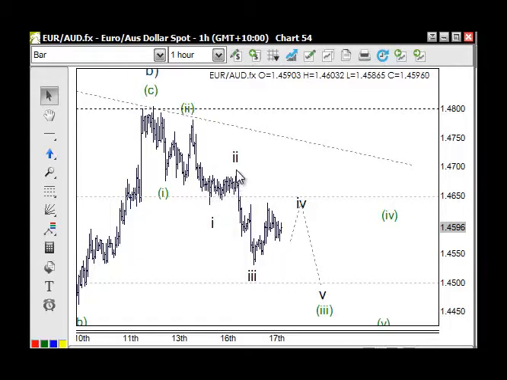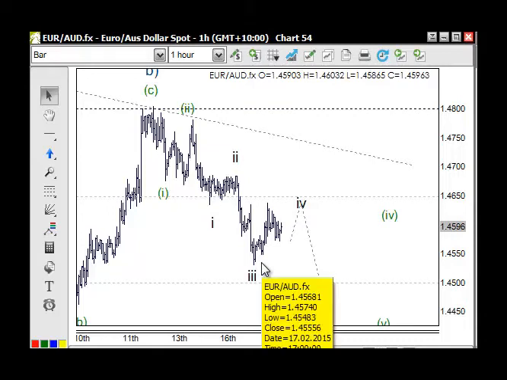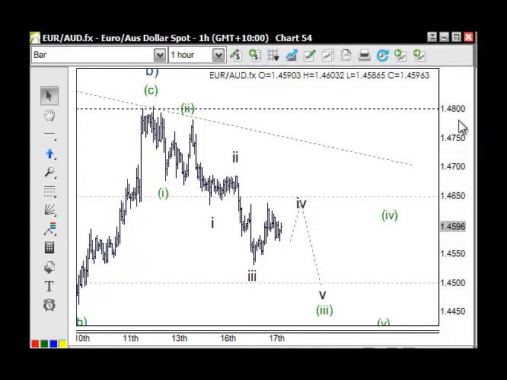So the 1, the 2, the 3, the 4 here, and I don't think this 4 is finished just yet. I can see that the move up here is in 3 waves, so that's corrective, so we'll make new lows below here. The other point here is that this move coming down through here is corrective, so we should see another retest of the 146.50 here.